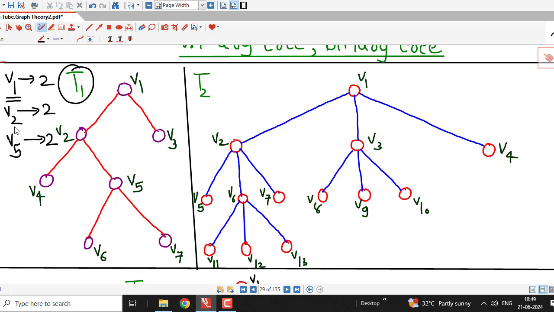And every internal vertex has exactly 2 children here, so therefore we can say that this is a binary tree, and because there are exactly 2 children for every internal vertex, we say that this is a full binary tree, or another word is complete binary tree. So a full binary tree is a rooted tree in which every internal vertex has exactly 2 children, and here every internal vertex has exactly 2 children, therefore this rooted tree T1 is a full binary tree.